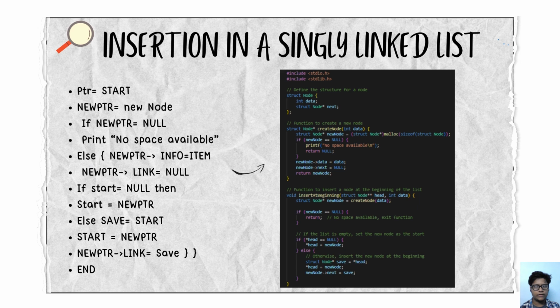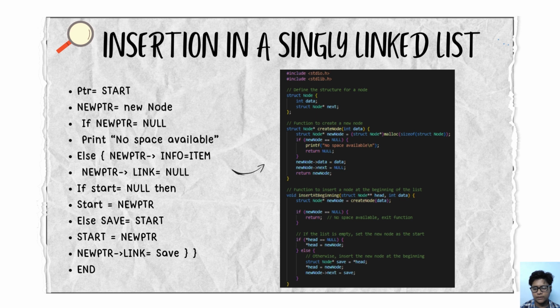Now let's see how we can insert an element in a singly linked list. The following code begins by defining a node structure which has two components, that is an integer value and a pointer next to the next node. The create node function allocates memory for a new node and initializes its value. The insert at beginning function allows us to insert new nodes at the start of the list, updating pointers accordingly.